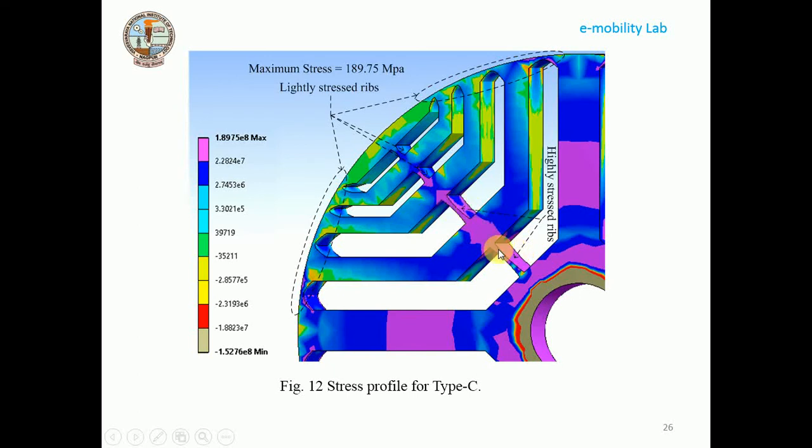However, these two ribs are highly stressed. Of course, this stress is much lower than the core limit, that is 213 megapascal after taking a safety factor of 1.5. So this is acceptable, but we have unnecessarily provided those two ribs, and we have very little stress on these four tangential ribs. So what is the idea next, looking at the stress performance of the motor?